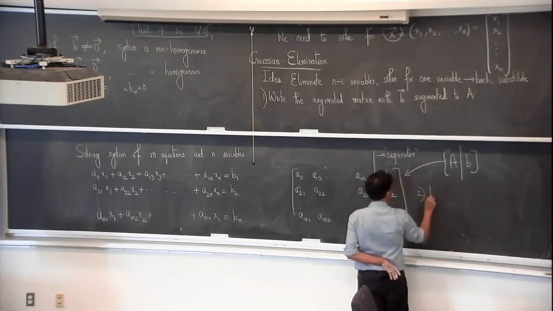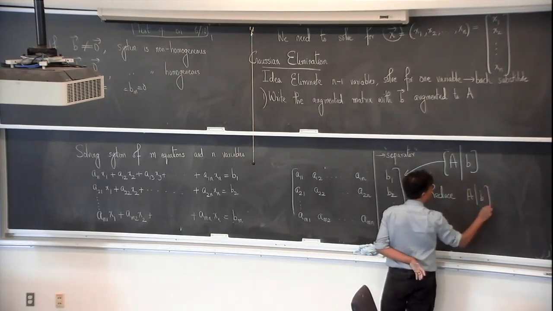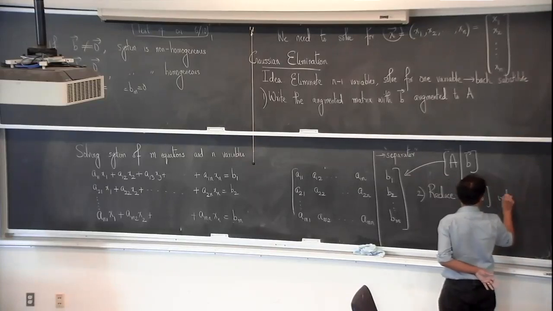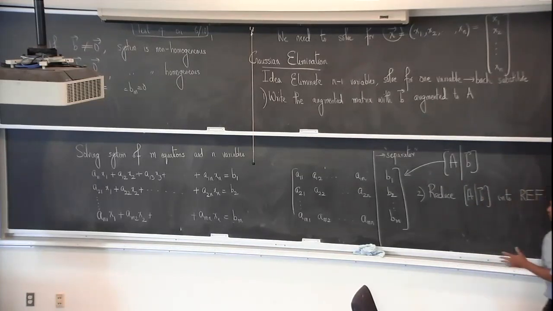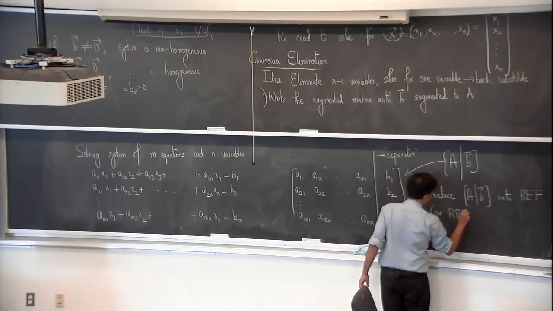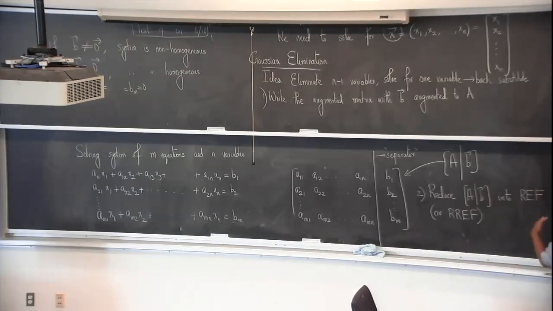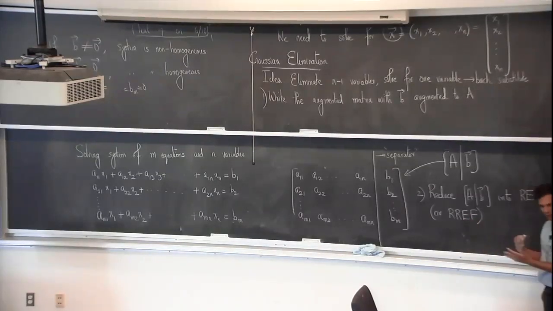Step 2, reduce the augmented matrix A augment B. B is a vector. Okay. Into its REF. Those of you who are fans of RREF could do that as well. Okay, I have no choice in between. So REF or RREF. What is the difference? This has got less work up front, more work later. This has got more work up front, less work later. Either way, you have to do some work. Okay, so it's a question of when to do that work.